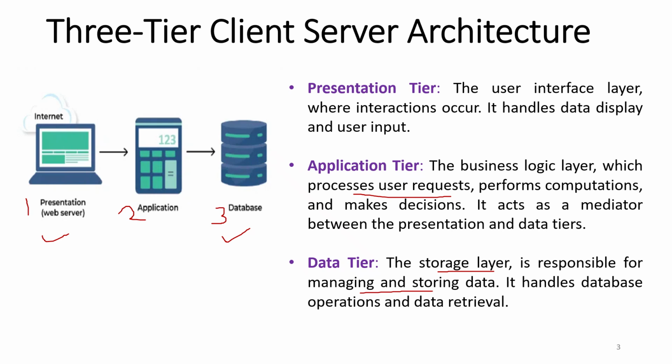Now if you say four-tier architecture, here the presentation layer will be divided into two different parts. One is the client and one more is the server. So when the presentation layer is split into two different parts, the client side and the server side, the next one is the application tier, and the last one is the database or data tier. So these are the four components involved in the four-tier client-server architecture.